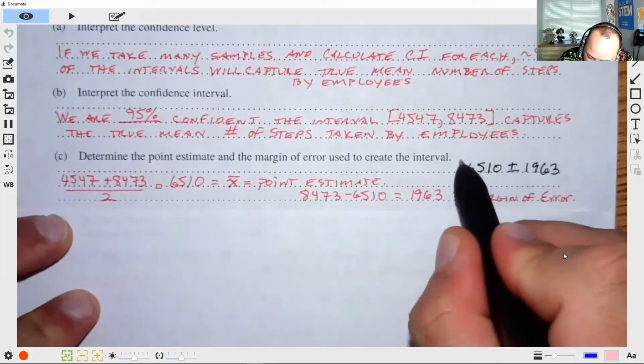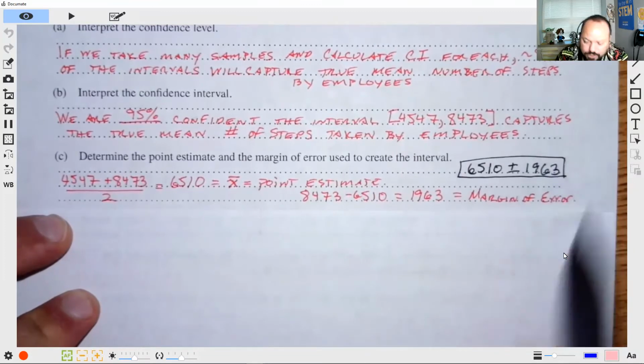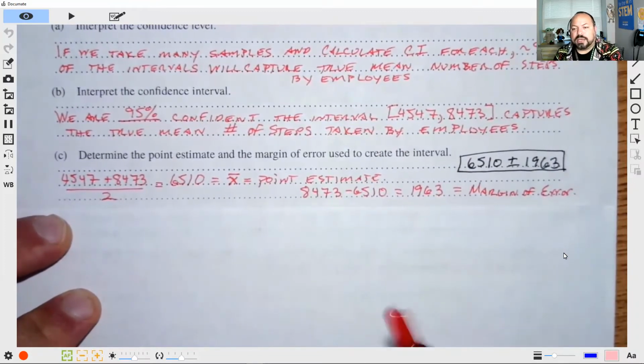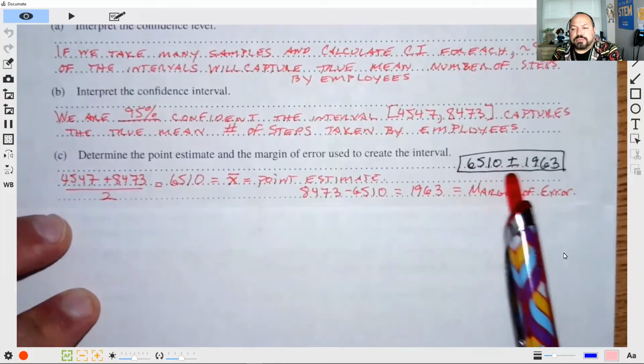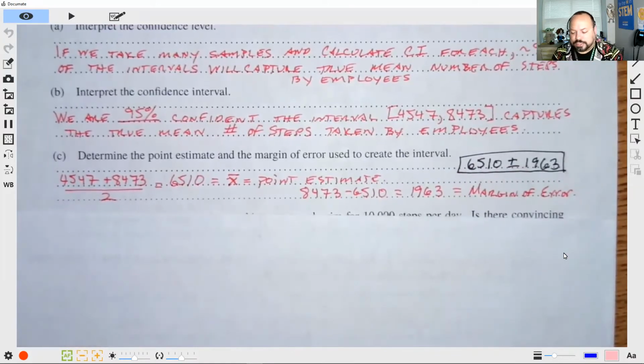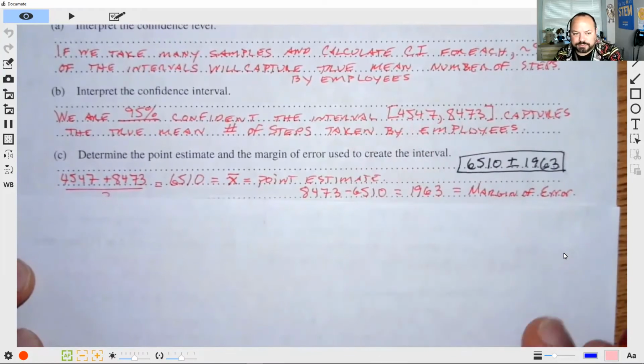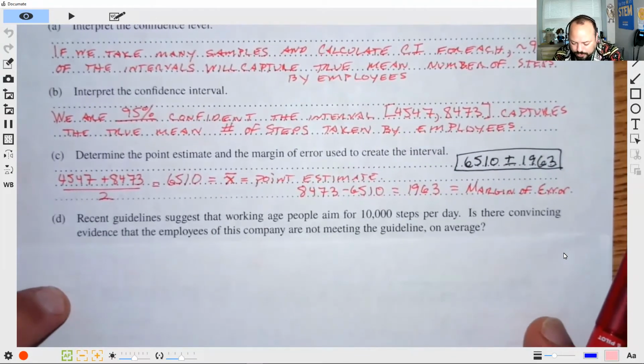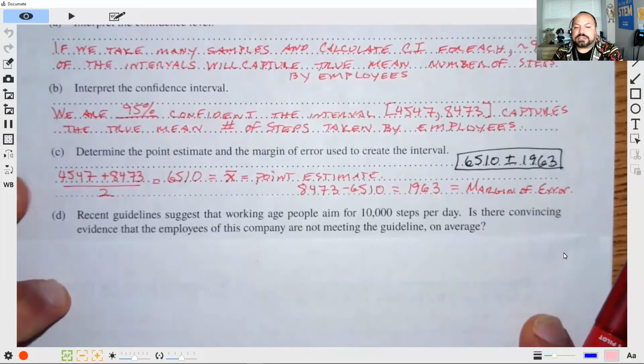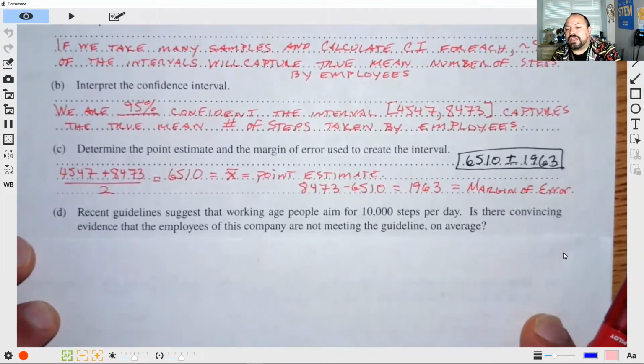The other way that you could talk about the interval is about 6,500 plus or minus about 2,000. So it gives you a general idea as to the values, from about 4,500 to about 8,500. Now, recent guidelines suggest that working age people aim for 10,000 steps per day. Is there convincing evidence that the employees of this company are not meeting the guideline on average?